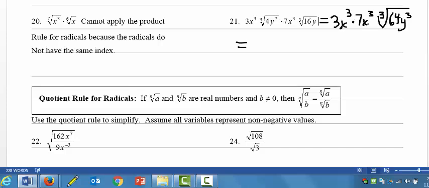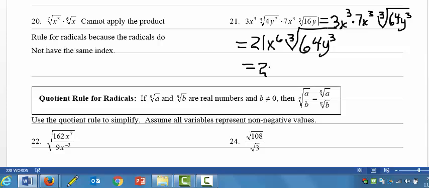3x cubed times 7x cubed is 21x to the 6. And that gets multiplied by the cube root of 64y cubed, which is a perfect cube. So 21x to the 6 is multiplied by the cube root of 64, which is 4, and the cube root of y cubed, which is y, to give 84x to the 6y. So that's my final answer on that one.